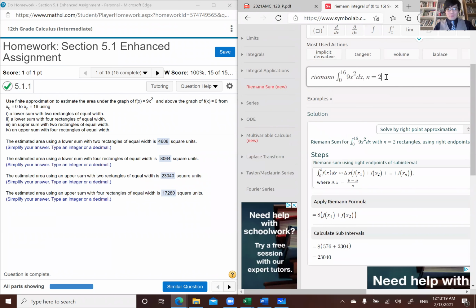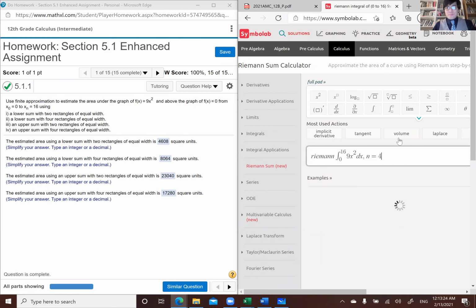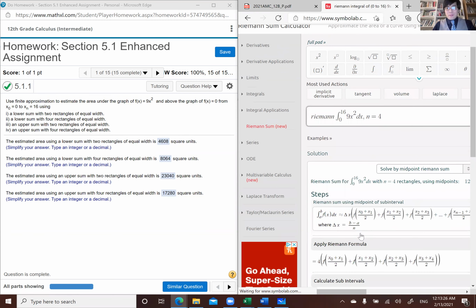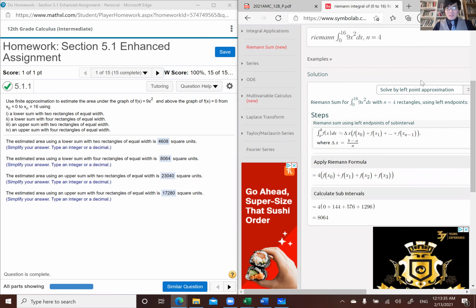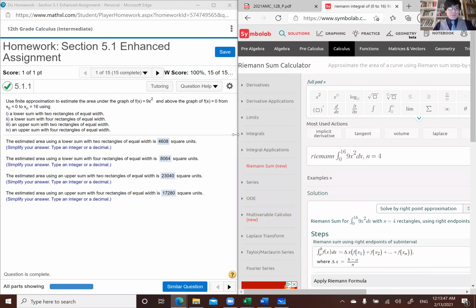Okay, now if you pick n equal to 4, then you want to have a sum of 4 rectangles for height, and again, it's going to be midpoint by default. So I use left point for the lower sum, 8064, and the right point for the upper sum, 17280. Okay, so this is quite useful. Okay, so let's see question number 2.